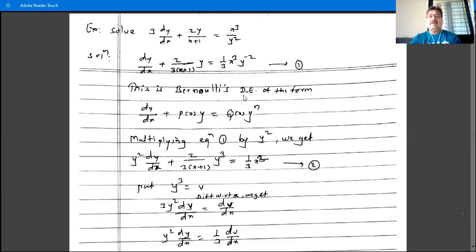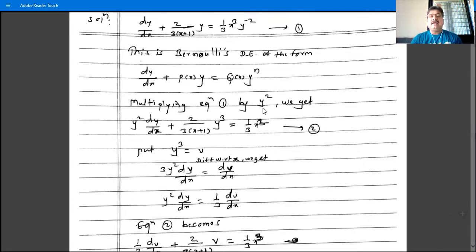So this is the Bernoulli's differential equation of the form dy/dx + P(x)y = Q(x)yⁿ. So what is Q(x)? Q(x) is 1/3 x³. P(x) is 2/(3(x+1)). Y raised to n, and n is now minus 2. The value of n is here minus 2. So n is an integer, either odd or even.